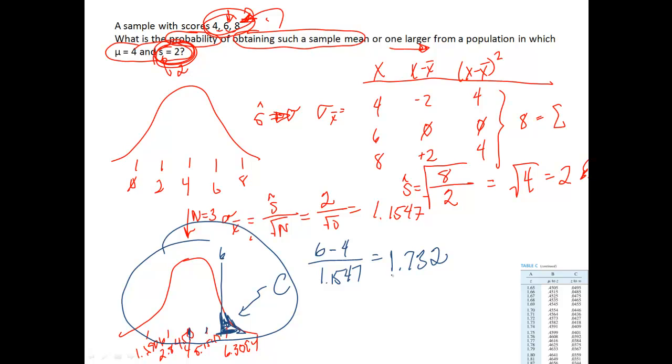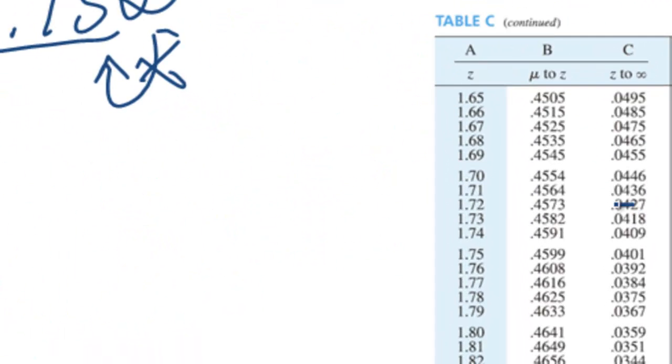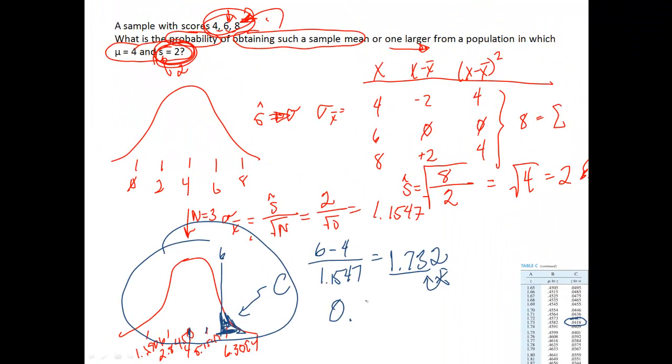1.732 something something something. I only worry about this many digits because I know the table only reads to two digits. So I just need to check to see if I need to round. I don't. So I go to my table, I'm looking for column C, and I see the probability of obtaining a sample mean of 6 from the original population is pretty rare, less than a 5% chance. So 0.0418 is the answer to the question, what is the probability of attaining a sample mean or one larger from a population?